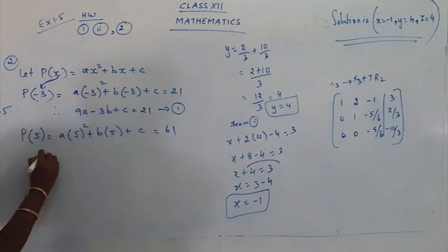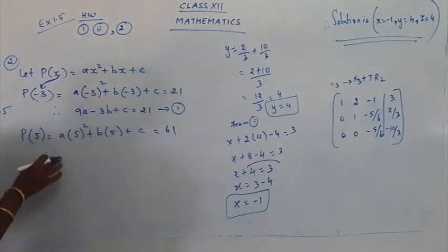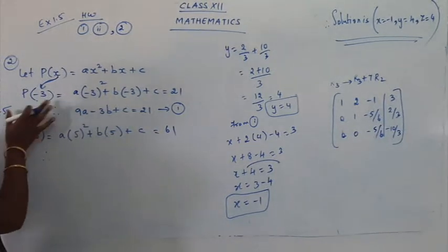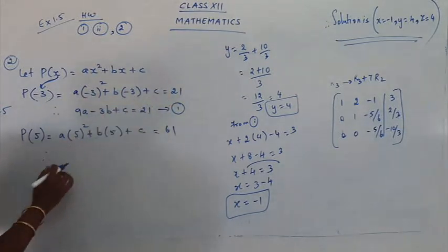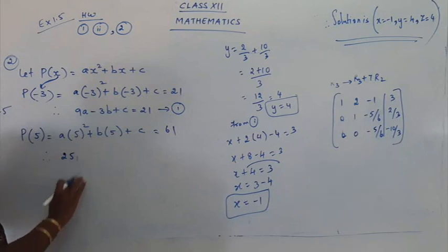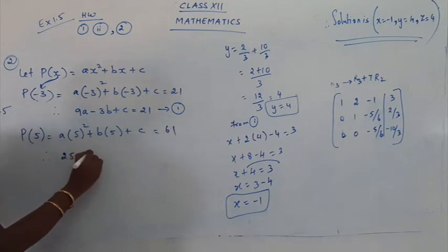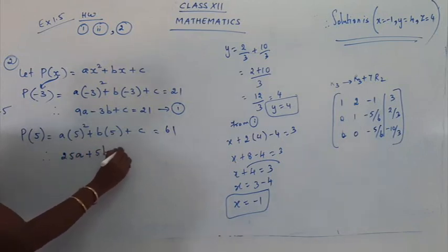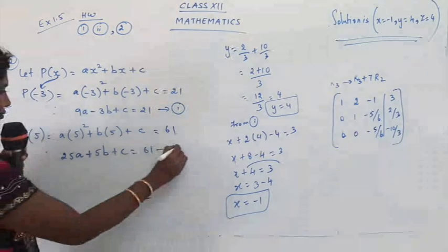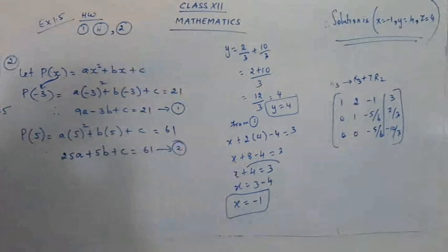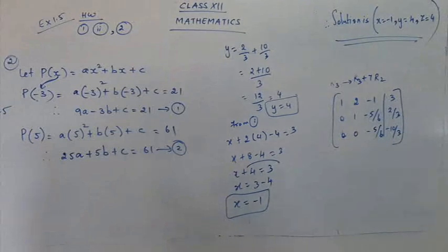Just do not write equal here, okay? I have written the same equation, so I just mentioned 21 here. So therefore, 5 5s are 25, 25a plus 5b plus c is equal to 61. So I got the second equation. What is the second equation? 25a plus 5b plus c is equal to 61. Done. And let's go for the third part.